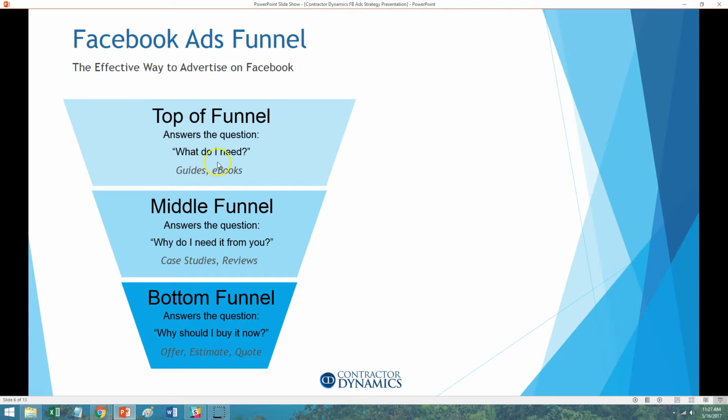So the type of content that you can use to generate interest for your services can be things like guides, like 9 things to consider before remodeling your kitchen, or 6 things you need to do to ensure that you have a roof that lasts in Atlanta, or something like that, to help those people start to evaluate what they need to do to make that decision. So that's top of funnel content.